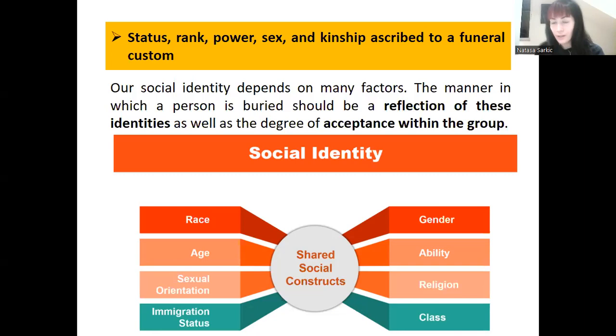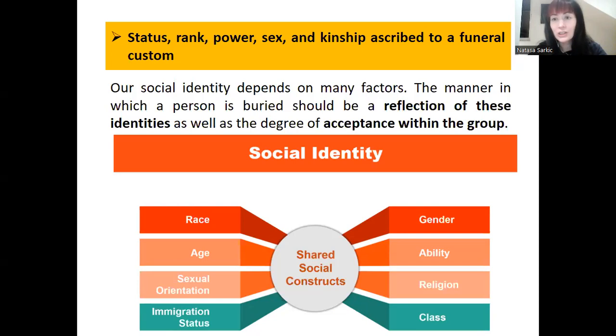It can be immigration status. If we just immigrated to another country, we have a different kind of social position than if we were born there. And of course, depending on those identities, our status will be completely different. So of course, a child will not have the same treatment as an old person, but unfortunately there would be a lot of differences depending on religion, sexual orientation, skin color and similar.